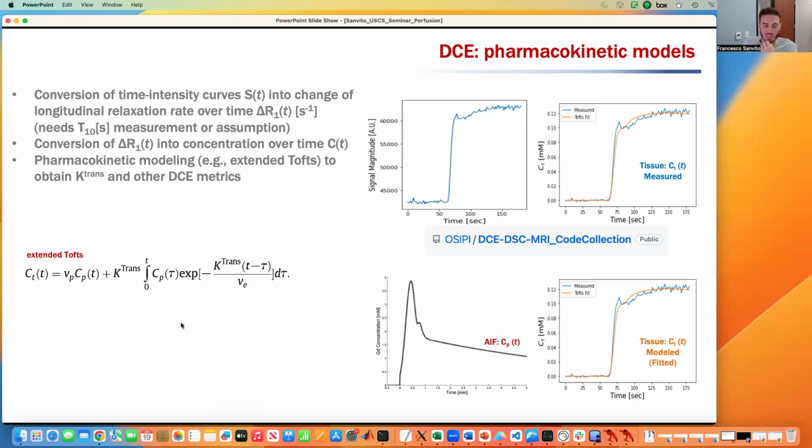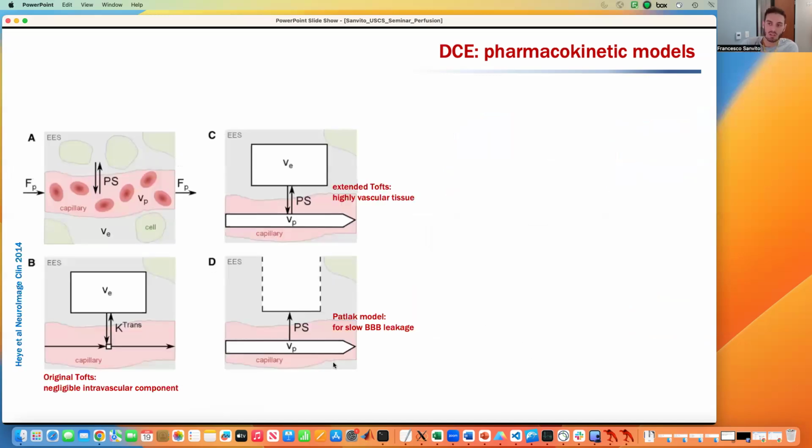And the model converges given the measured concentration over time, and given the concentration over time in an artery, which is here, CP, plasmatic concentration. It will converge to certain Ktrans and VE values. So the Ktrans and VE maps that we see are the result of the model fitting given the concentration over time in the voxel and the concentration over time in an artery. Why is that? Because these are the pharmacokinetic models that we use that assume a certain structure of the tissue.